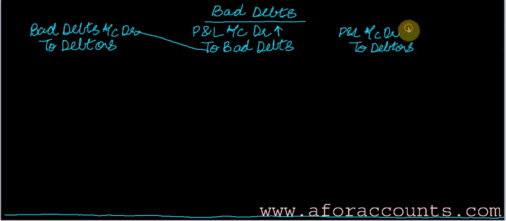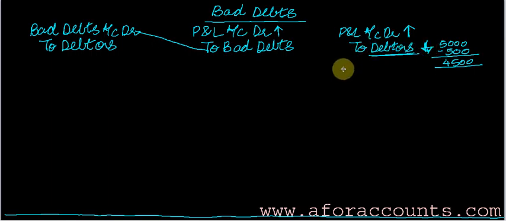Why so? My expense is increasing because of bad debts and the debtors' value is decreasing. Say I had 5,000 as debtors, but a debtor became insolvent and he cannot pay me 500. So the value of debtors will remain 4,500 now. So the value of debtors is decreasing. Debtors have a debit balance, but when I credit the debtor, it will show a reverse effect. So this is the ultimate entry.